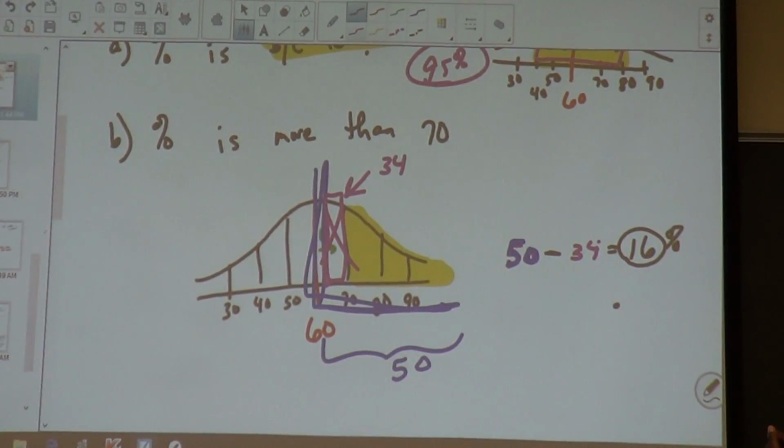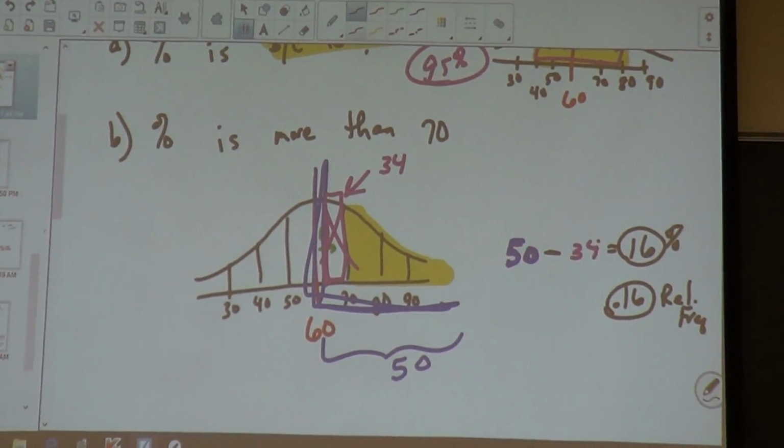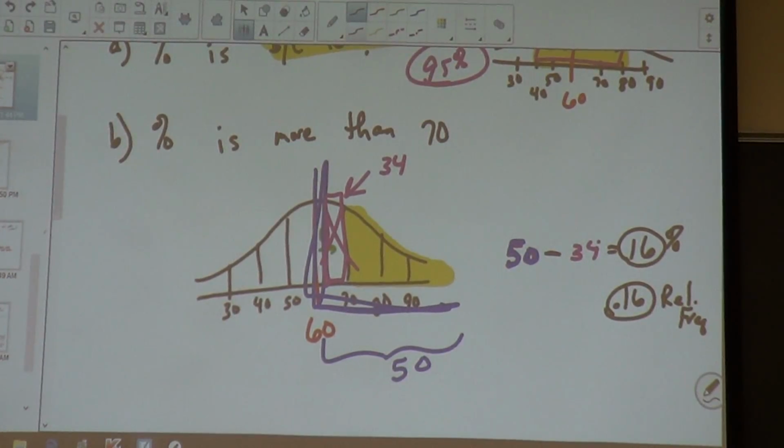And if it was relative frequency? 0.16. You with me? I did mine just a little different. That's fine. There's more than one way to look at it.